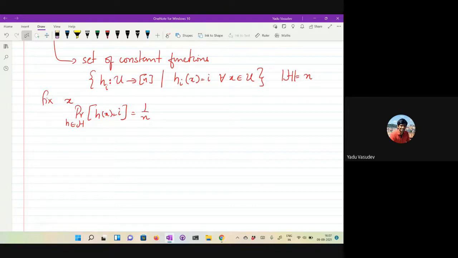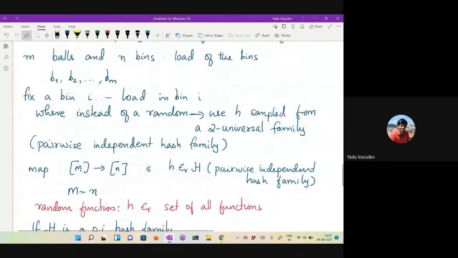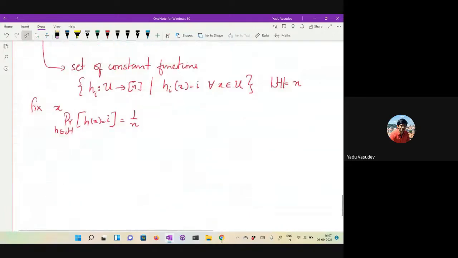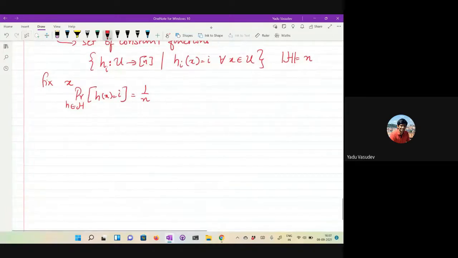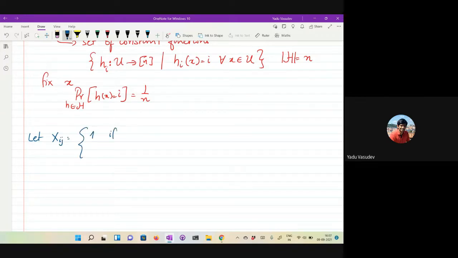Okay, so let's try to find out what the maximum load is. The way we have written here, there are these m balls, B1, B2 up till Bm. Think of the random variable: let xij be a random variable that is 1 if Bi and Bj land in the same bin, and it is 0 otherwise.